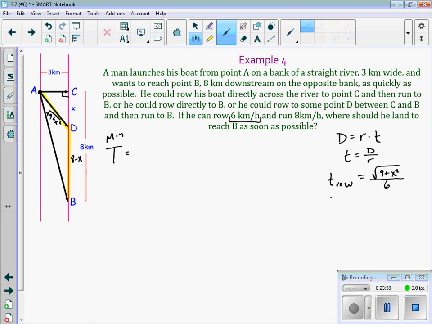And then the other part we have to find is the time that he spends running here. So what's the distance that he runs? 8 minus x, and that'll work anywhere in between there. Okay, so we've got 8 minus x, and then we're dividing that by the rate, which is 8. And what do I have to do with these 2 times? Add them together, right? Because he rows and then he runs.